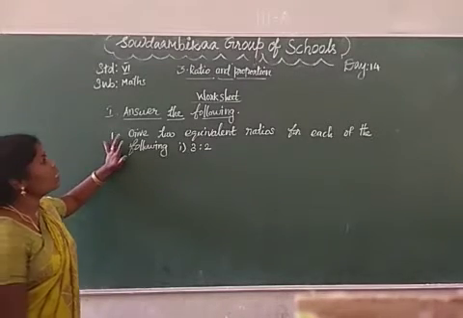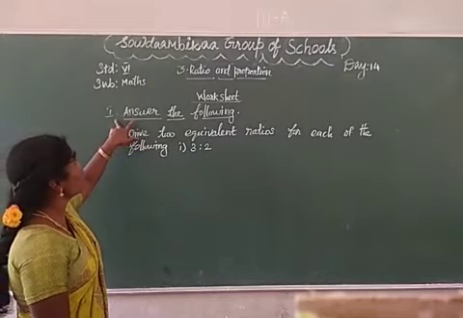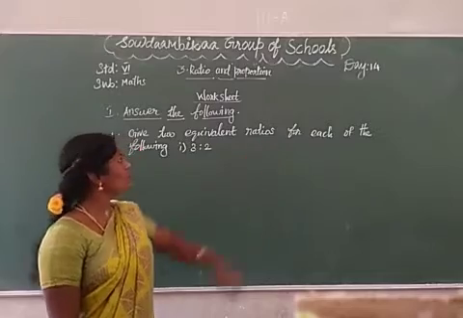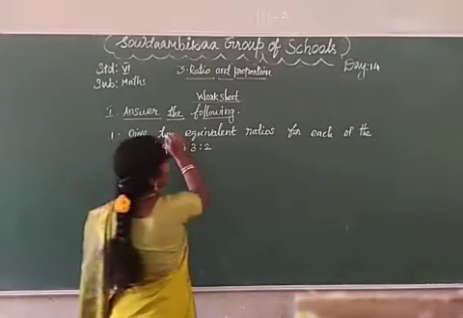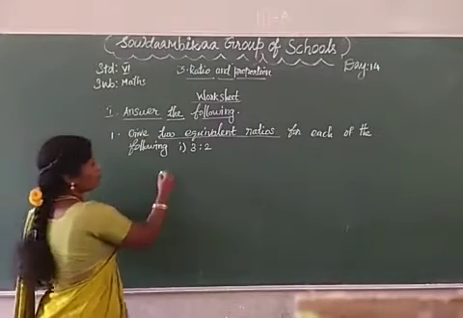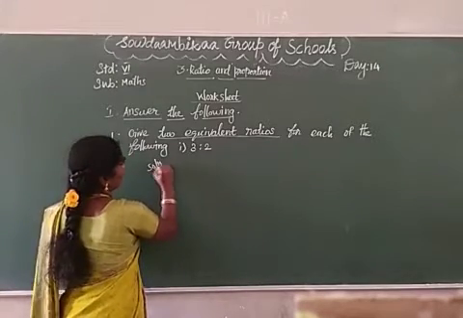Now check the answer key. Okay, the worksheet. The first one, answer the following. The first sum, give two equivalent ratios for each of the following. Okay, give two equivalent ratios. The first sum 3:2. The solution.